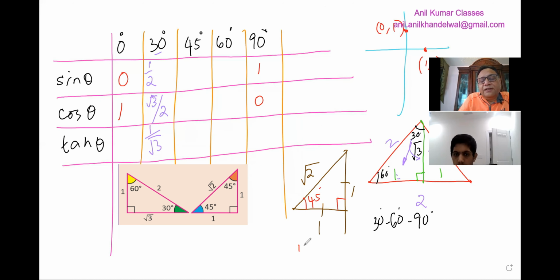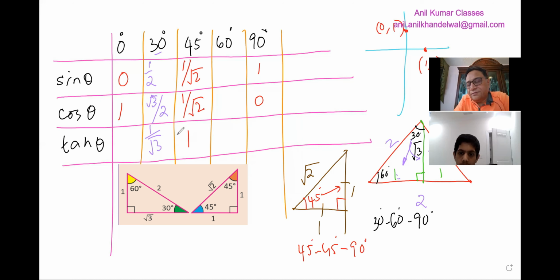So for a 45 degrees, 90 degrees triangle, I can find sine and cosine. Can you tell me what is sine for 45 degrees? 1 over square root 2. Cos, 1 over square root 2. And tan, 1. Perfect. Now let's get back to 60 degrees. So 60 degrees means we are looking into this triangle from angle 60. What is sine of 60 degrees?